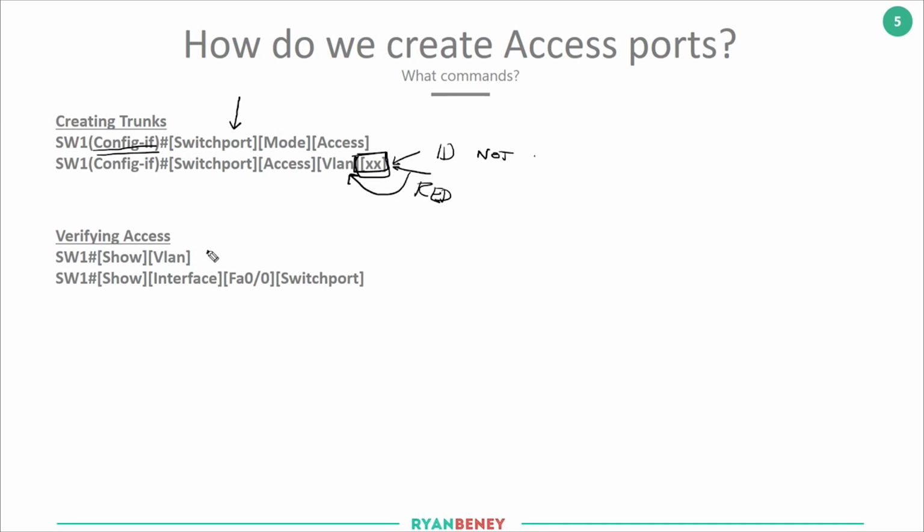To verify it, we can look at the show vlan, just like we did a moment ago, and we can see whether that port is part of that VLAN. Or we can look at the port directly and ensure the word switchport is put on the end of the command. So show interface, whatever interface that we've selected up here, and then the word switchport. Very straightforward. So let's jump onto Cisco.